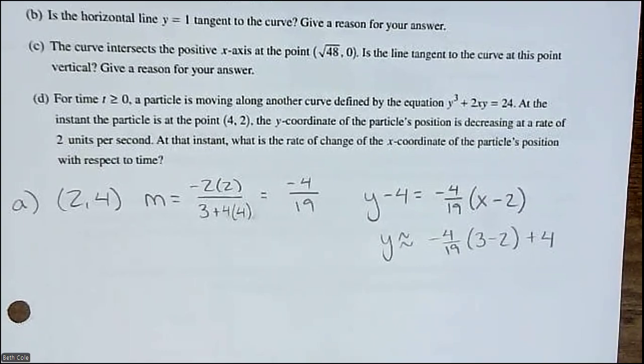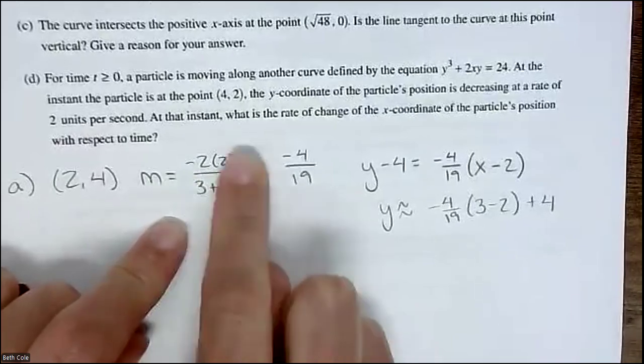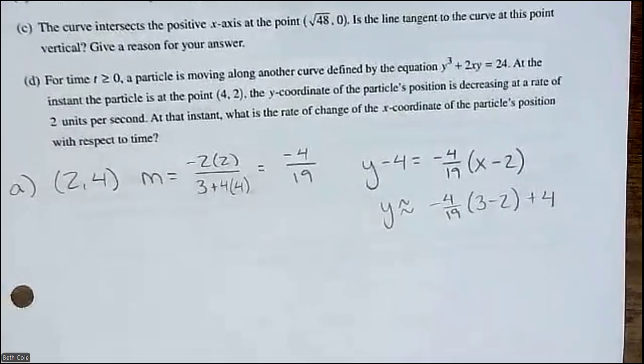It can't be variables, it has to be numbers. But you could recopy this right here, you could put this all right there instead of -4/19, but it has to be numbers.